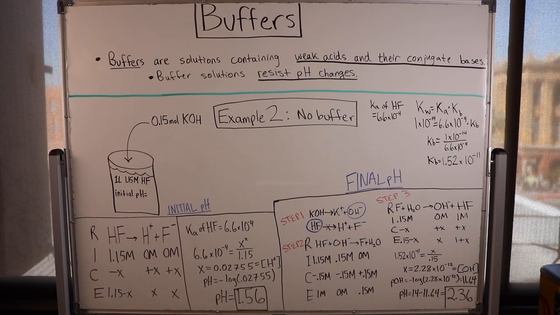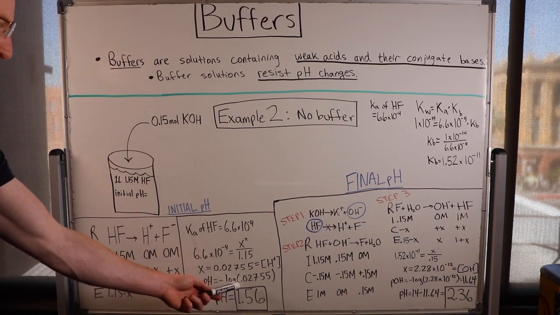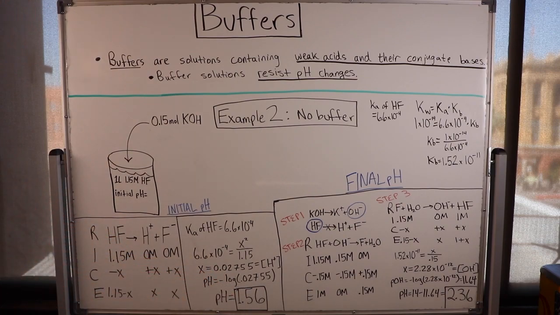0.02755, which you can see is going to be the concentration of your H plus ions, which allows you to solve for the pH. So we know that pH is the negative log of the concentration of our hydrogen ions. And when you type this into your calculator, you should get the initial pH is 1.56. So quite an acidic initial pH, as we would expect with a solution containing just an acid, even though it is a weak acid.